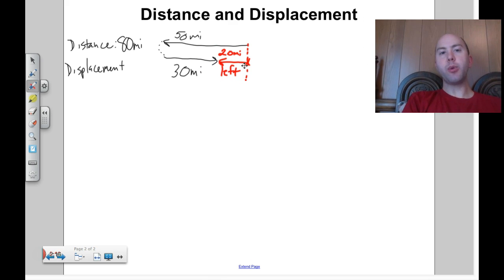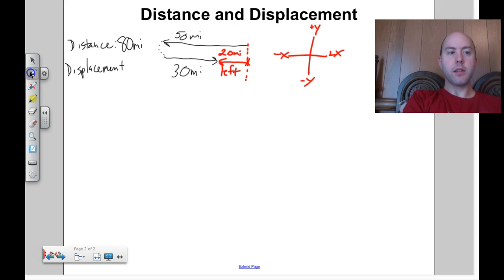Now, sometimes we would say west, because that's the westerly direction. Sometimes you would say along the negative x-axis, because if it was like an axis, you have your positive y, your positive x, your negative y, your negative x. And this would be along the negative x. There are many different ways of saying this, but let's just say left and right for this example. So your displacement would be 20 miles to the left.